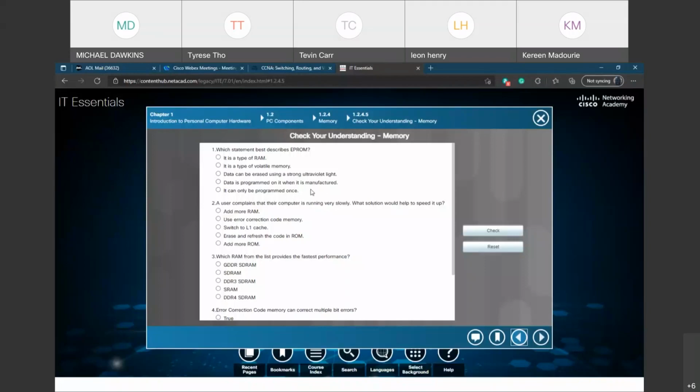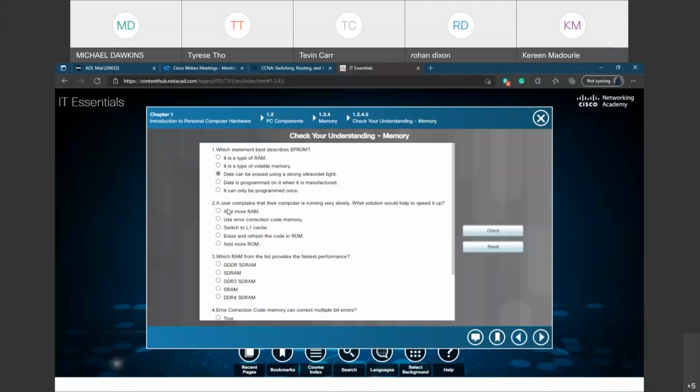Which one? Ultraviolet light. Let's describe it. Okay. Anybody else? Can be erased by ultraviolet light. Yeah. Okay. Everybody stay with that. You guys read that in your reading? Yes, sir. Okay. All right. Let's put it there then.